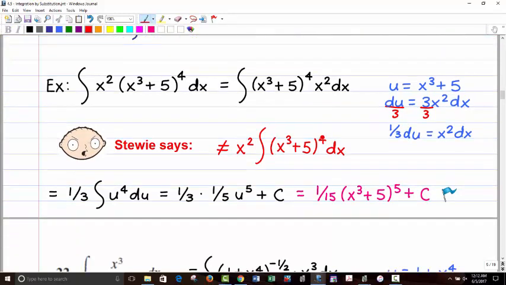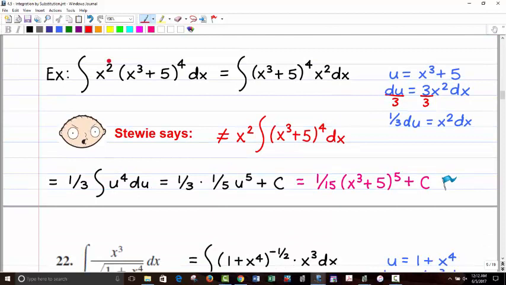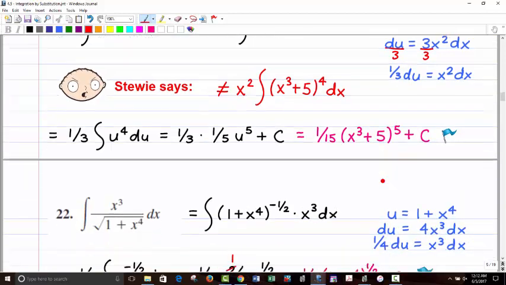All right, so don't do that, and now the rest of it's easy. So the 1/3 comes out, u to the fourth, 1/5 u to the fifth. So combine them, you got 1/15 x cubed plus 5 to the fifth plus c. All right.